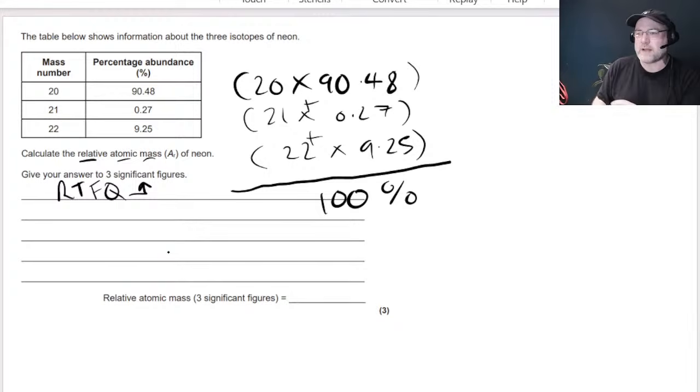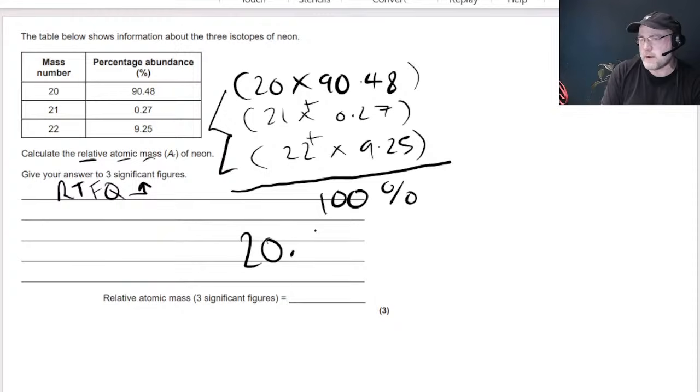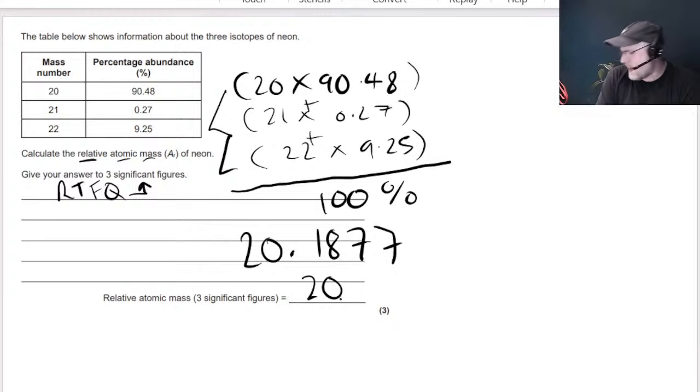I got 20.1877. So if you sum all of that and then divide by 100, I got 20.1877. Now, 3 sig fig. What we saying, peeps? Is that 20.2? Or is that 20.20 or 20.19? What is that as 3 significant figures? Help me out, people. Is that 20.2?